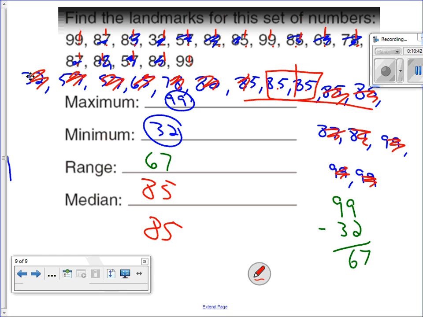So you have to add up all those numbers, and then you'd have to divide by 16 to find the mean. Understand why that one's kind of mean? It's a lot of work.